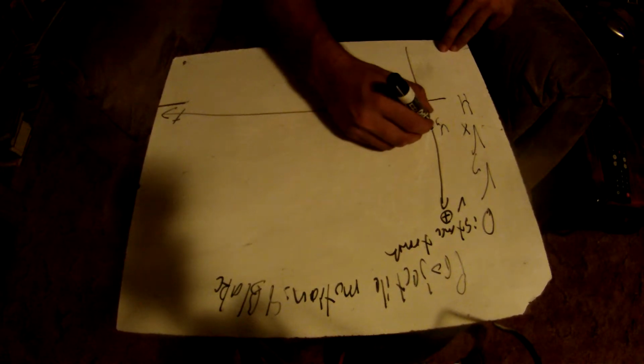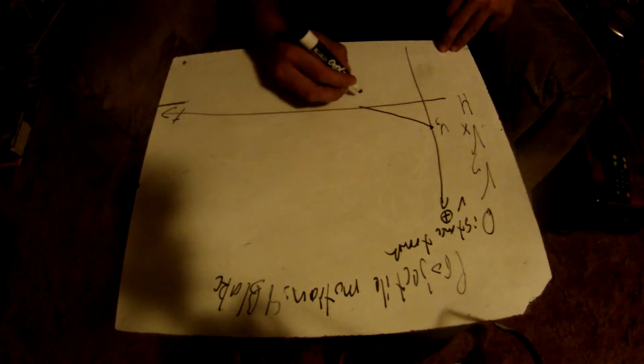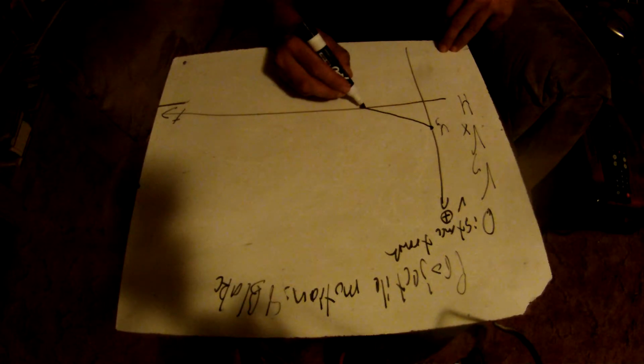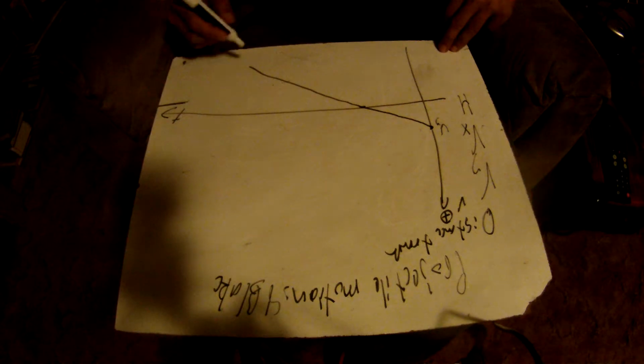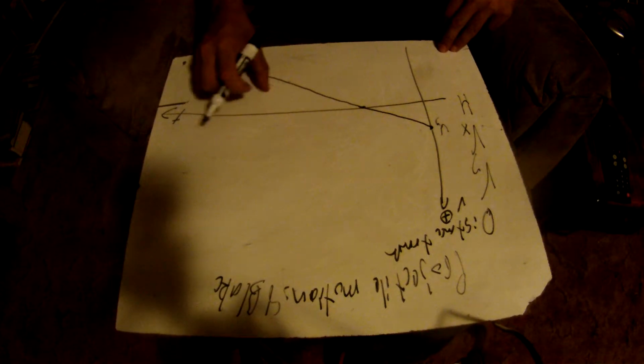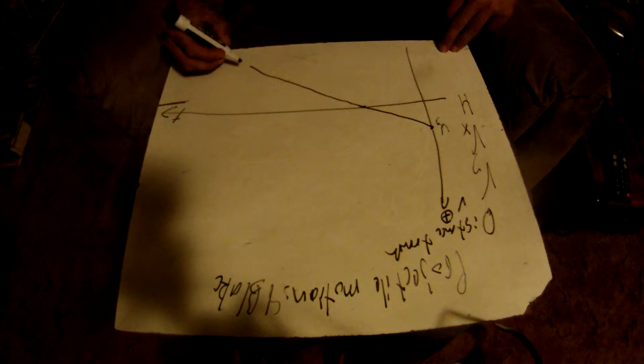It's going to start here and it's going to decrease. And at this point, it stops moving up and starts moving down. It starts getting higher levels of speed in the opposite direction, the negative direction.